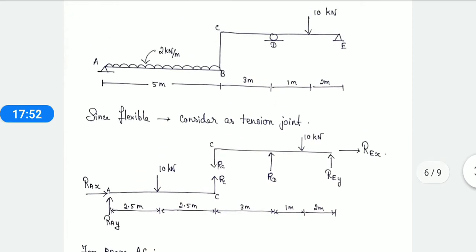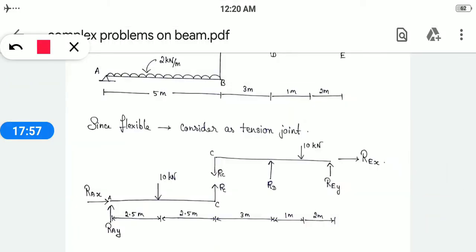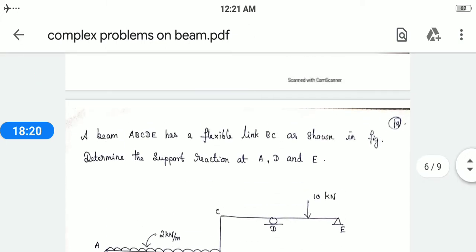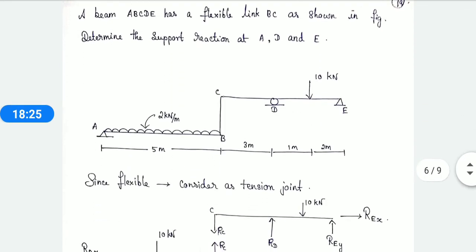See this, already a known condition. Whenever there is a normal simply supported end or hinged end, you will have two reactions, that is RAY and RAX. To convert this UDL, I have taken a point load with 2.5 meters on either side. The next condition is, we have to see the question. They have given that it has a flexible link BC. That means the B and C reactions will be the same thing.